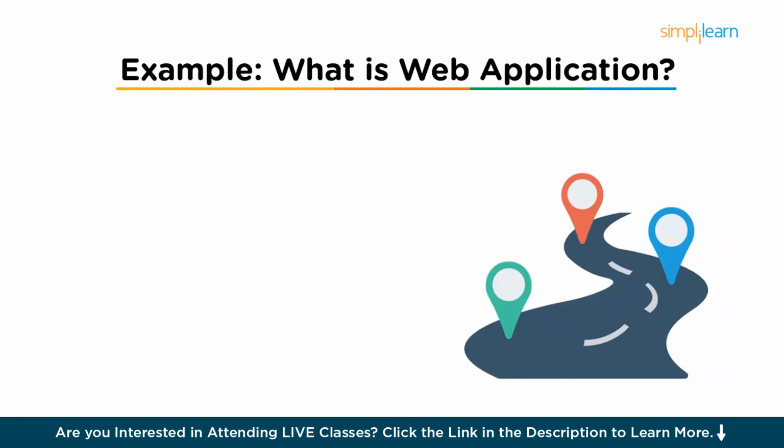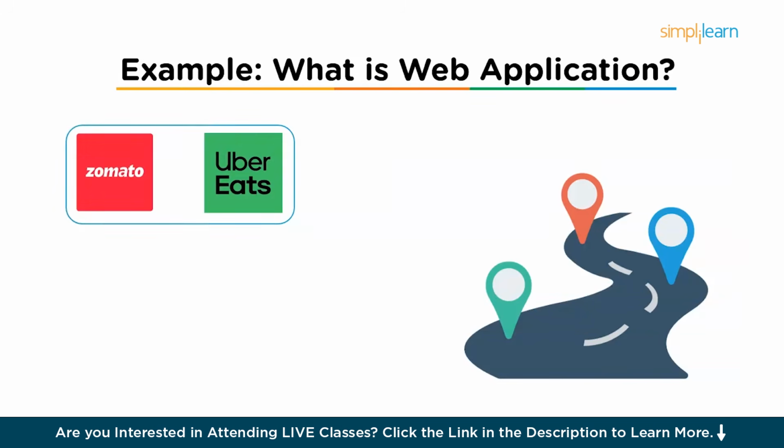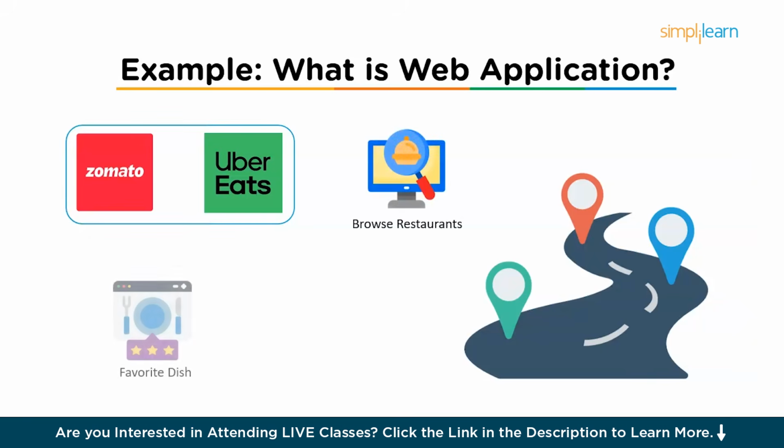Imagine you are hungry and don't feel like cooking. So you open Zomato or Uber Eats on your browser, browse the restaurants, select your favorite dish and place an order. So the app shows real-time updates on your food's preparation and delivery. So this entire experience from selecting the food to tracking the delivery is powered by a web application running in your browser. You don't need to install anything. You just have to visit the website, interact with the system and get your food delivered. That's the power of a web application, making life easier with just a few clicks.